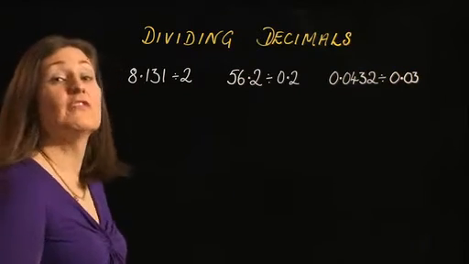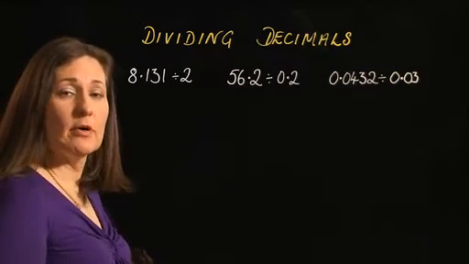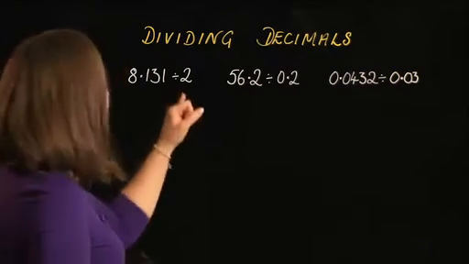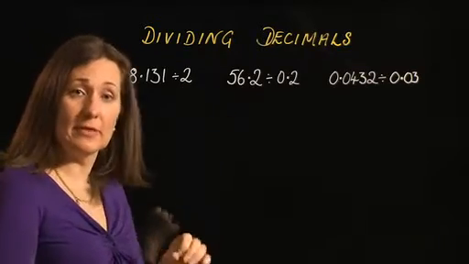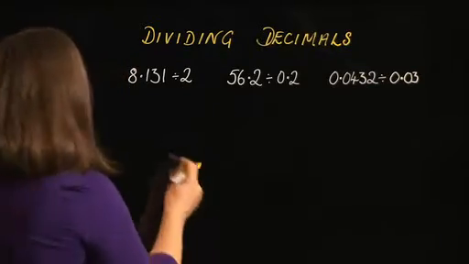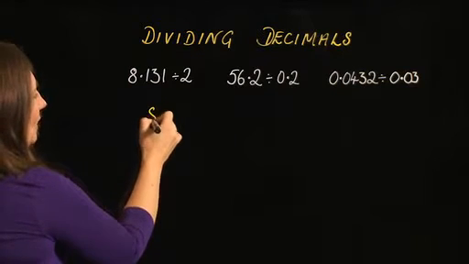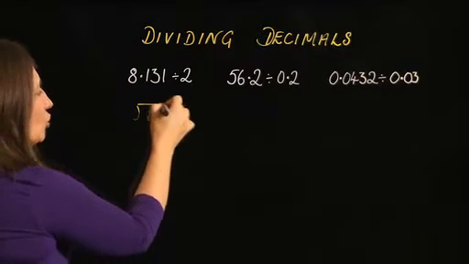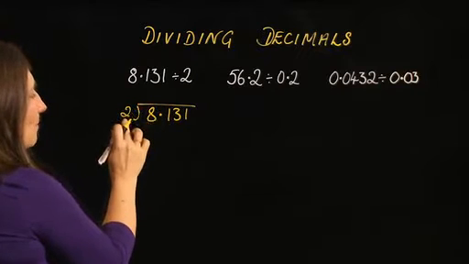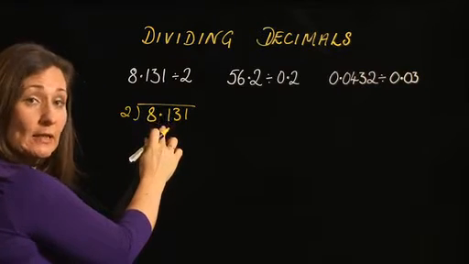Right, now let's have a look at dividing decimals. Similar to multiplication, if you are dividing by a whole number, it's quite nice and straightforward because you keep the decimal point in. So, here, 8.131 divided by 2. It's a whole number, so we keep the decimal point in.